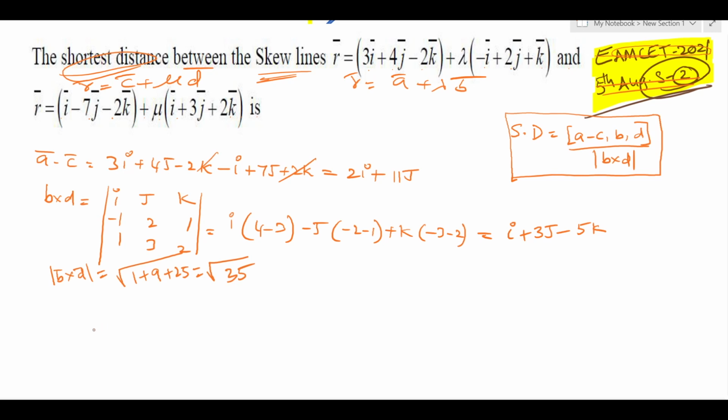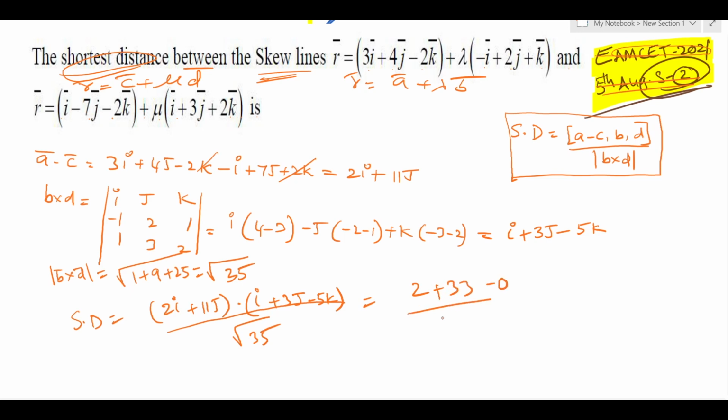Now shortest distance SD is equal to, that is a minus c, that value is 2i plus 11j dot b cross d, this is i plus 3j minus 5k by modulus of b cross d, that is root 35, that is equal to 2i dot i, 2, 11j dot 3j, 33, minus 0, by root 35, and that is 2 plus 33, that is 35 by root 35, that is equal to root 35. This is the shortest distance between the skew lines, that is root 35 units.